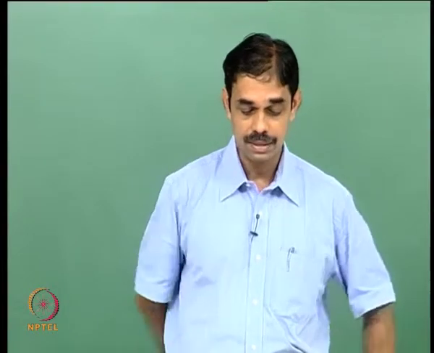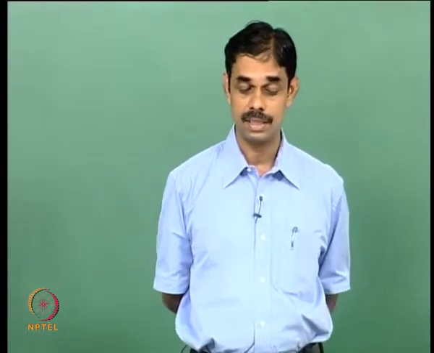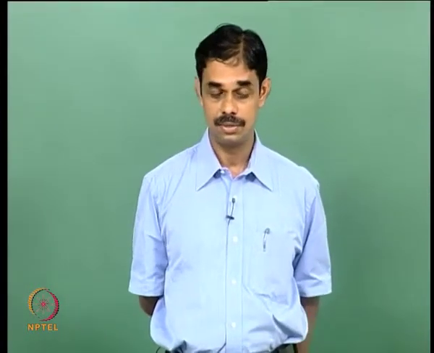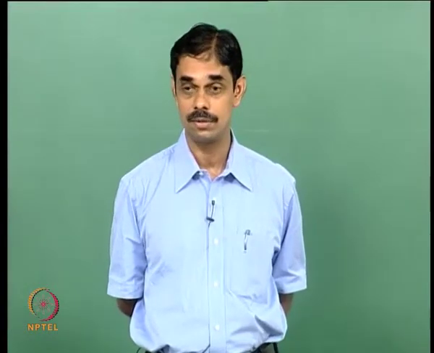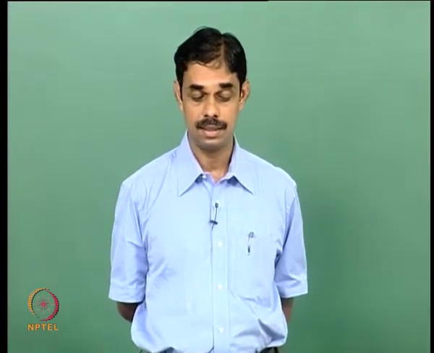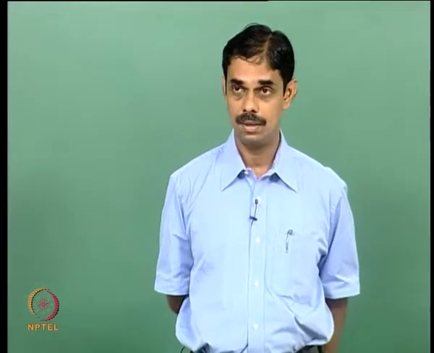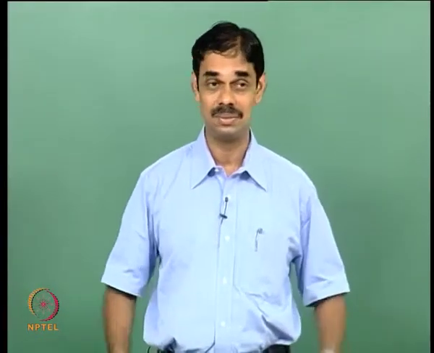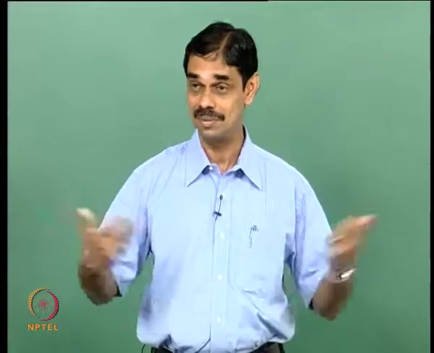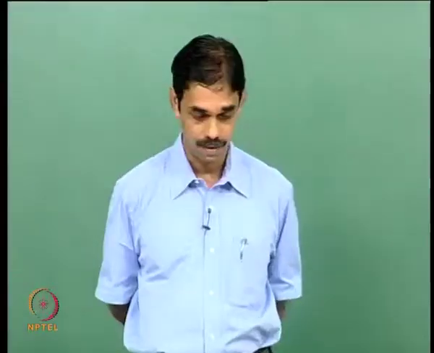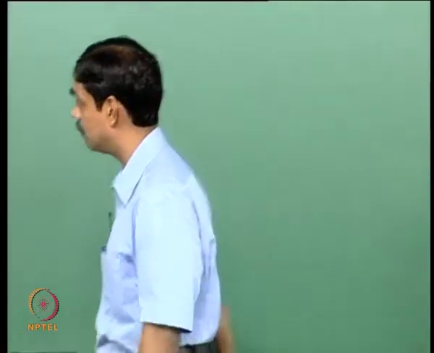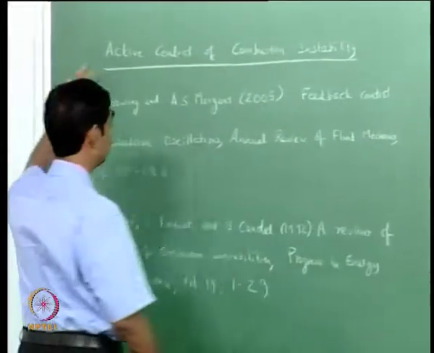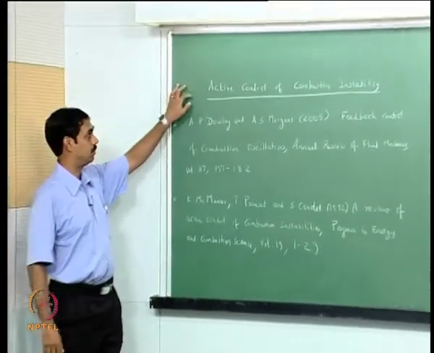So to summarize, combustion instability often arises due to a coupling between the unsteady heat release and the acoustic waves. Combustion oscillations occur because of the coupling between unsteady heat release and the acoustic waves. So the key is to remove the coupling, or if sound comes, take it out. That is the idea of control. And in this context I have two references for active control of combustion instability. That is what we will do today.